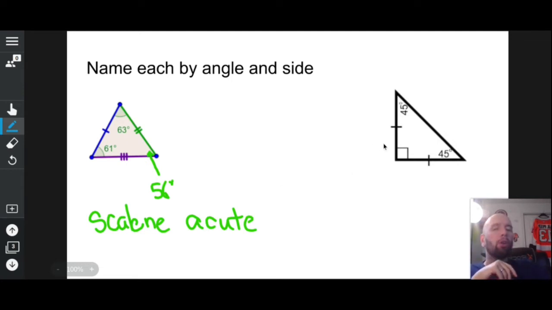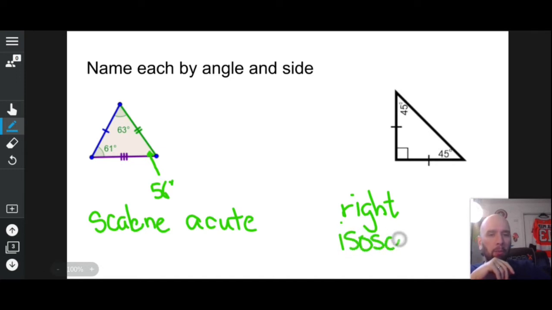Oh, look, a right triangle. So I have a right triangle, because there's a right angle is what I meant to say. Ooh, and these angles are the same, which means these sides are the same, which means we have isosceles. I never remember how to spell isosceles. I think that's it. I don't think there's an E at the end. I think that's right.